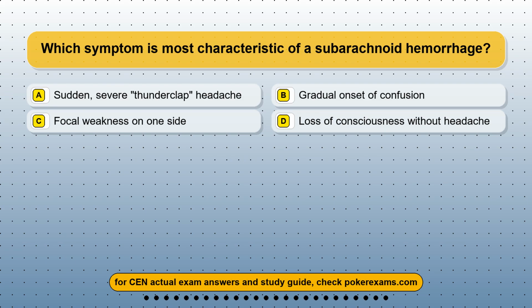Question 19. Which symptom is most characteristic of a subarachnoid hemorrhage? Option A, sudden, severe thunderclap headache. Option B, gradual onset of confusion. Option C, focal weakness on one side. Option D, loss of consciousness without headache.